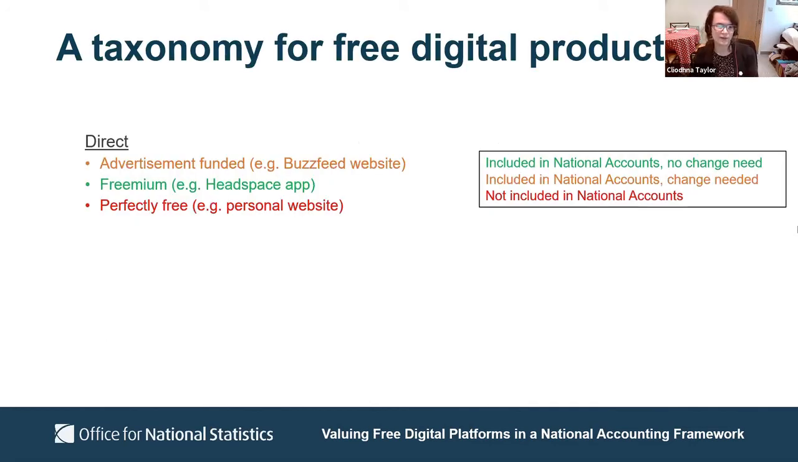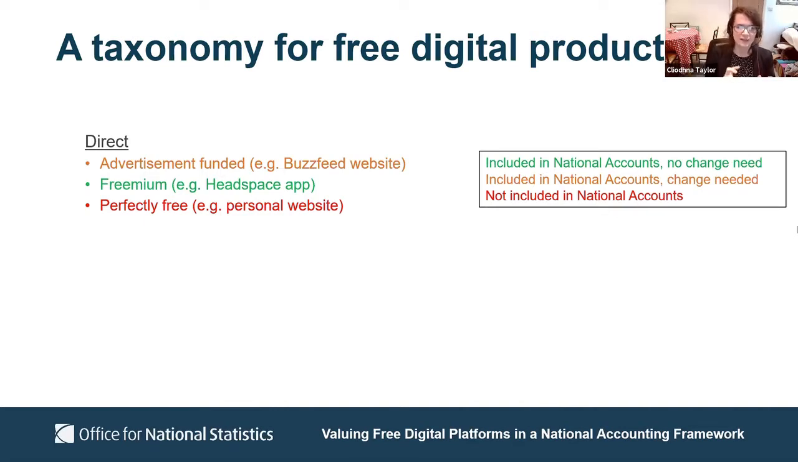So what I want to do here is just start to introduce some different kinds of free digital products, and then think about whether they're already included in national accounts, and we probably wouldn't need to change them to think about them in the way that we want to. Whether they're included in national accounts, but the introduction of a barter might change them, and whether they're currently not included in national accounts at all, and there'll be a process of introducing them through household production or something similar.